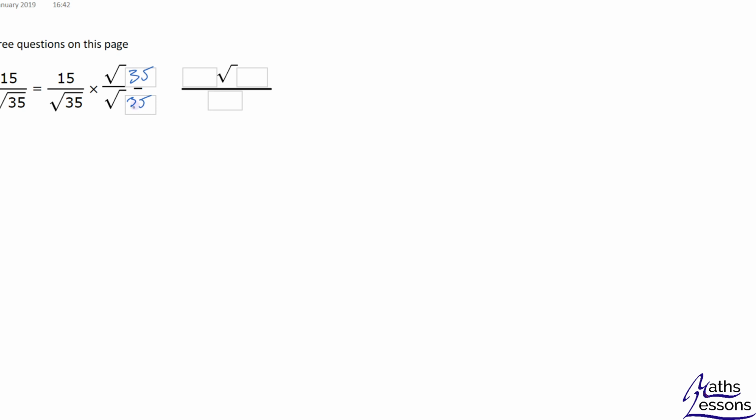If you times by the same thing top and bottom, then it doesn't change it. So we end up with 15 times the square root of 35 on the top, and square root of 35 times square root of 35 is just 35 on the bottom. And then we can cancel this down. So 5 into 15 is 3, 5 into 35 is 7. So we're left with 3 lots of root 35 over 7.